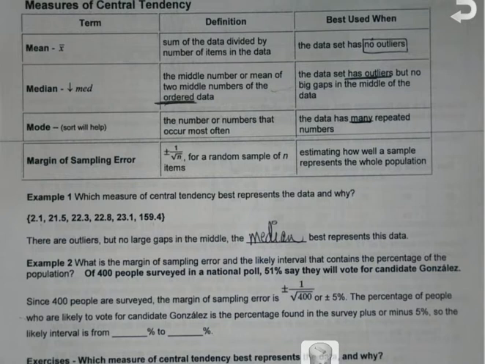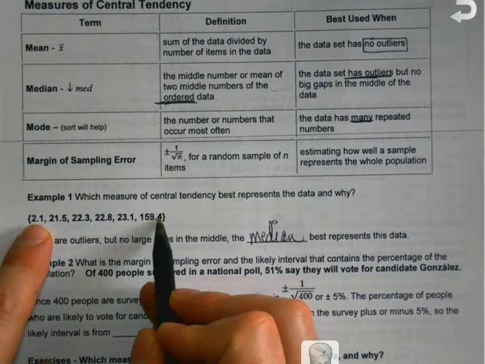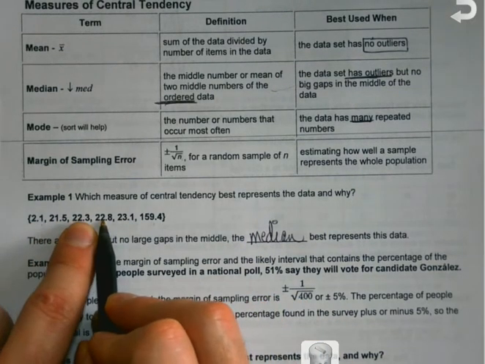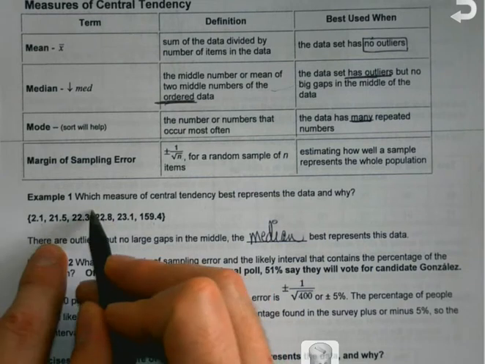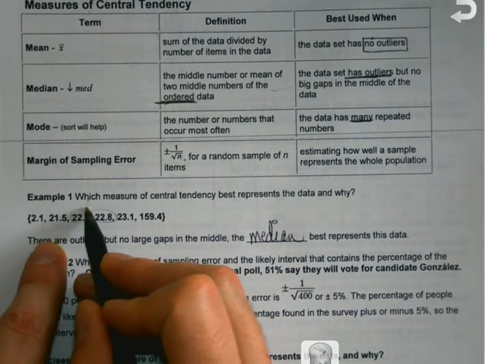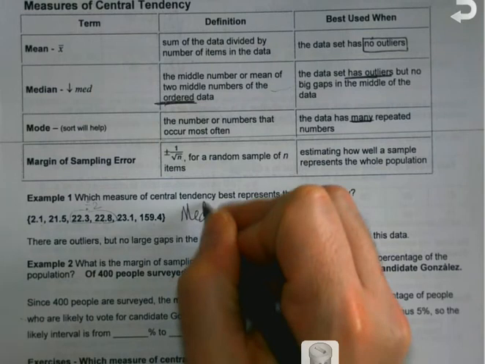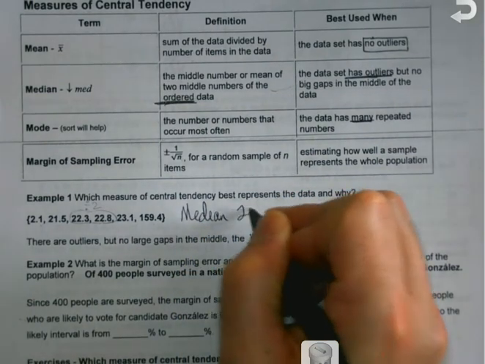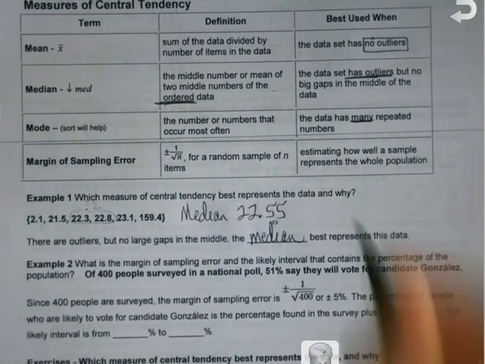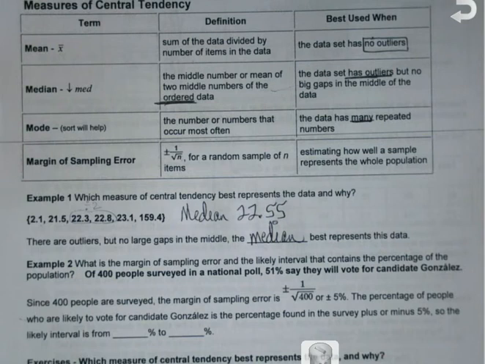Where again, if I was going to calculate it, I'd just work my way towards the middle. And in this case, since there's 2 middle numbers, I'd add those up and divide by 2. So my median in this case would be 22.55, because I'd take the mean of those middle 2 values.